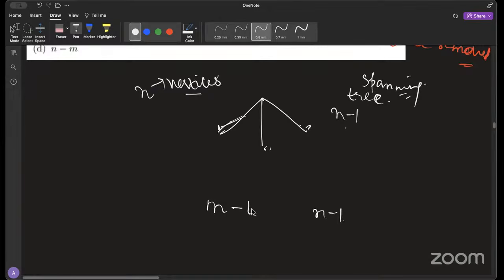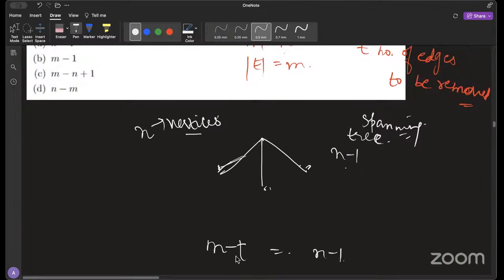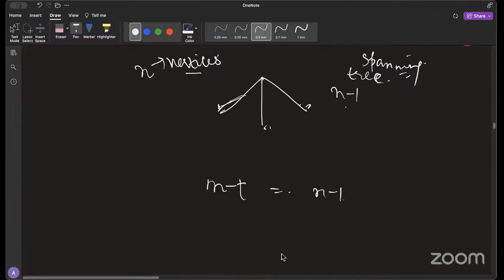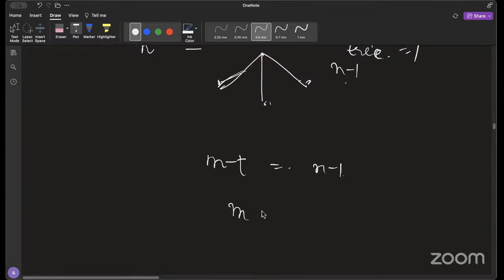So let's say I have to subtract t from here. Then m minus t should be equal to n minus 1. Now t is a variable that we have chosen, so there are no conditions on t. Do we have conditions on m and n? Let's see, from here you get m. If we first find m, you will have n plus t minus 1.